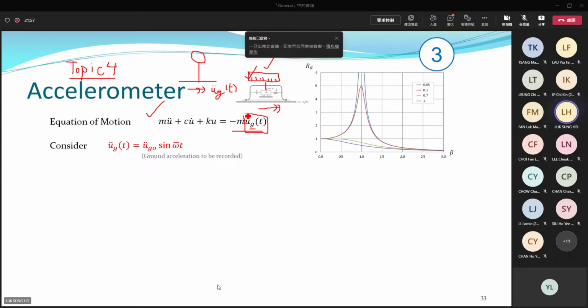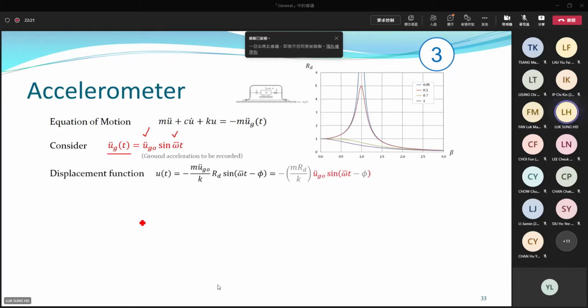But let's consider a simpler scenario. Suppose the ground acceleration is a very simple function like a sinusoidal function, sine omega bar t, and the ground acceleration amplitude is u double dot g0. Okay, we make things simple. Assume that the ground acceleration is a sine function. For a structure under a sine loading, it becomes a sine force. If the loading is a sine function, this equation is equivalent to what we learned in the previous sections, structures under harmonic loading, right? If it is a sine force, then we know the steady state response for these structures. The steady state response is equal to what?